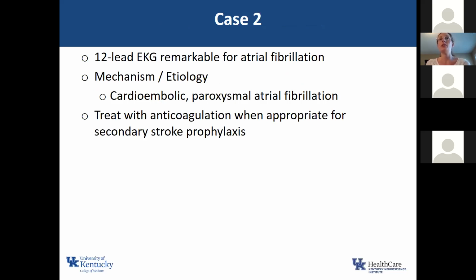We know that when it's safe from a stroke standpoint, based on the size of what his stroke turns out to look like, and whether he ends up having any hemorrhagic complication after the thrombectomy, we'll have to decide when it'd be appropriate to start him on anticoagulation for secondary stroke prophylaxis.